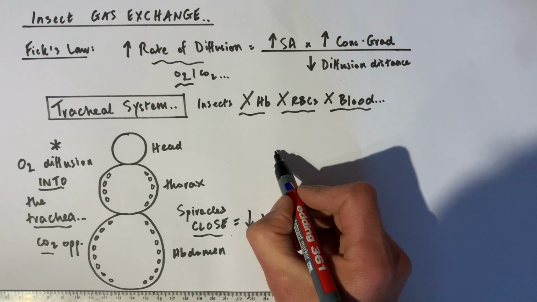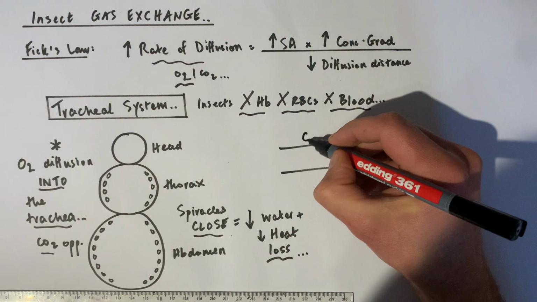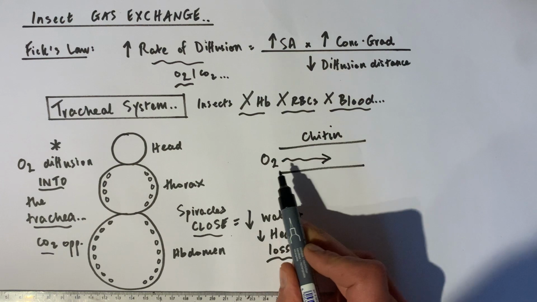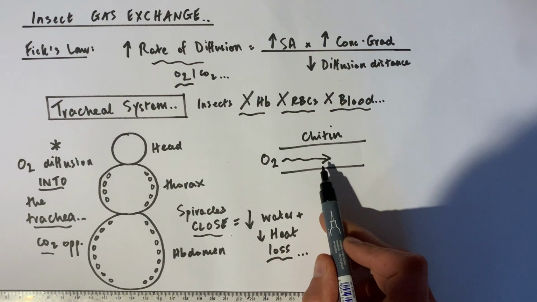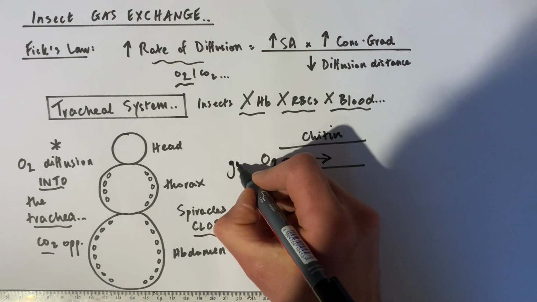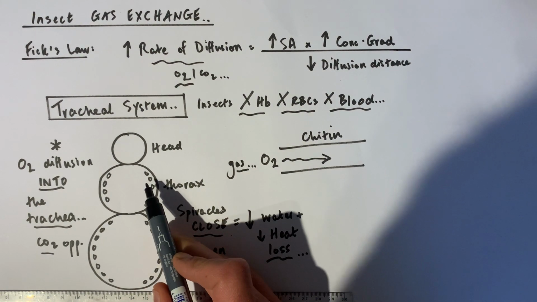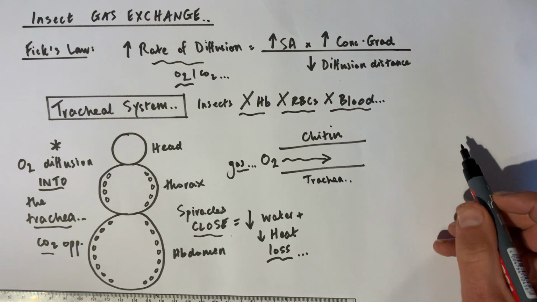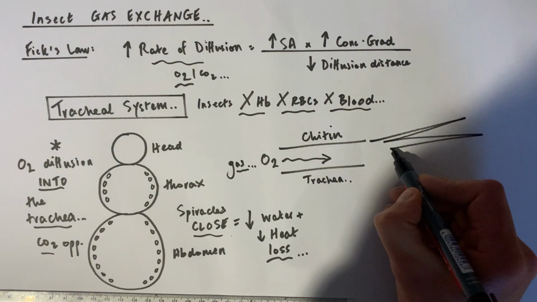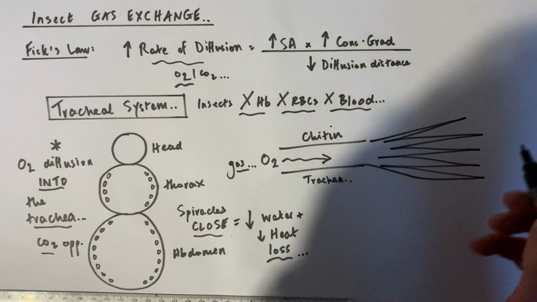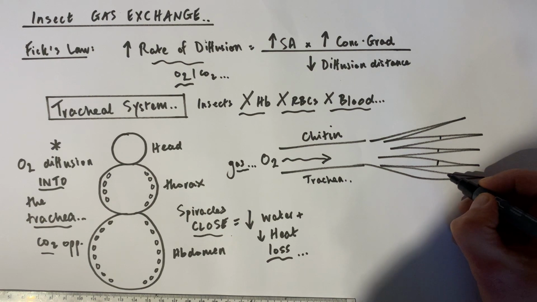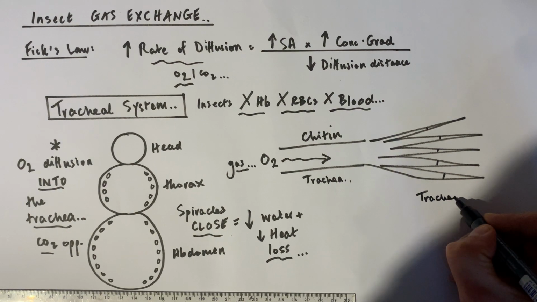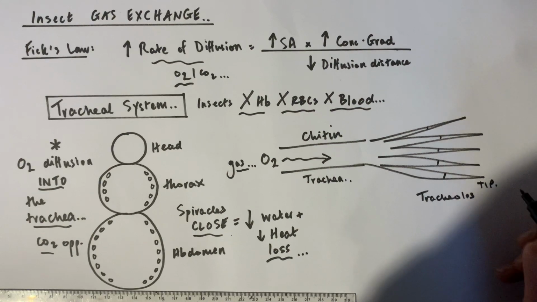So the trachea then is a tube, and it's lined with chitin. So oxygen gas can simply diffuse as a gas, so it's not dissolved in any liquid or blood or anything like that. There's no respiratory pigment. It simply diffuses as a gas through the open spiracles down the trachea, and then this trachea will branch into many needle-like tracheoles like this. So at the tip of the tracheole is a little volume of fluid. So here we could say the tracheoles, and this is the tip of the tracheole, and there is a fluid.